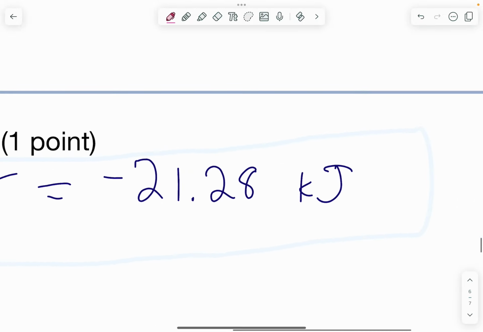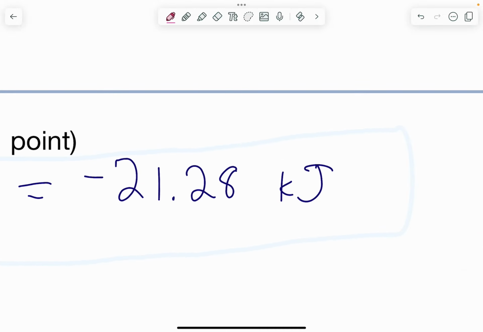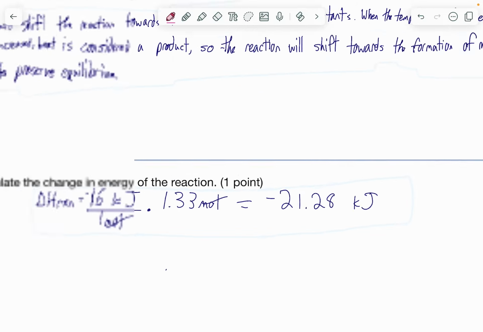And so this will release 21.28 kilojoules of energy. The nitrogen and the hydrogen will lose 21.28 kilojoules through this reaction. And there we go. Thank you.